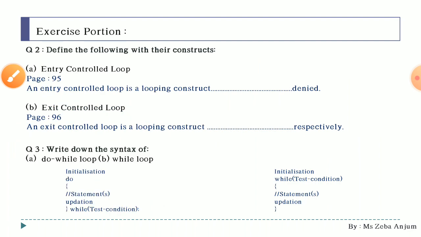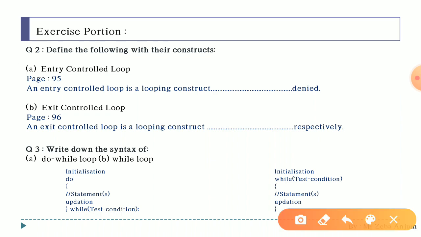Moving forward, we have the second one. Define the following with their construct. My dear students, for section A, that is entry control loop, please turn to your page number 95. On page number 95, you have a heading, entry control loop. Firstly, you have to merge these words: an entry control loop is. Then from the first line, a looping construct in which the condition is checked, till the last of the second line. This much you have to write down in entry control loop.